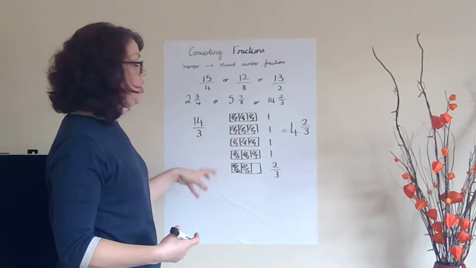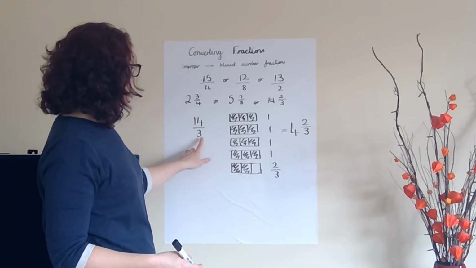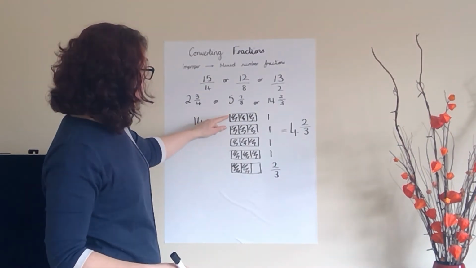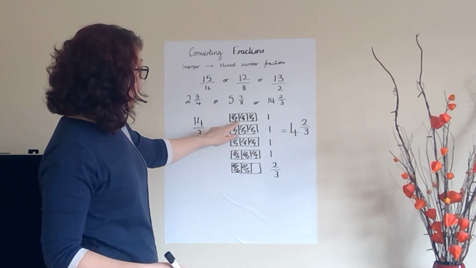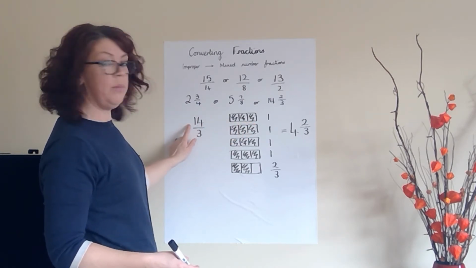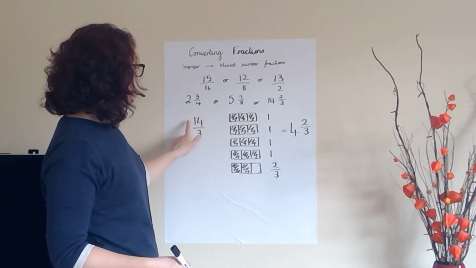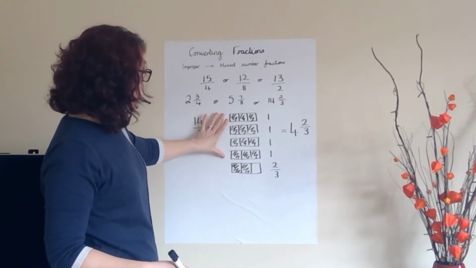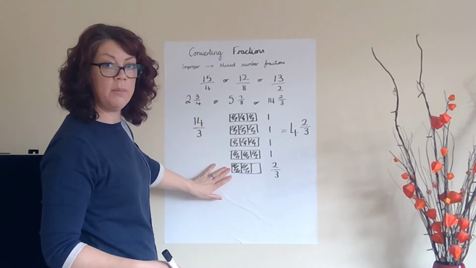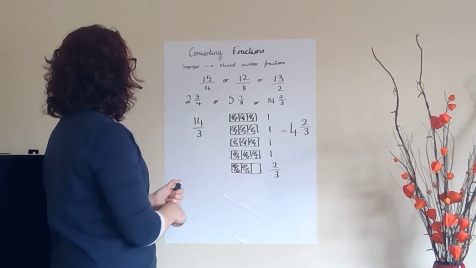Okay, so that's how we can use our diagrams to help us. We look at that denominator, we split our bars into that number of equal parts, and then we shade in until we've got the numerator. And we should end up with some that are wholes, and then you'll probably end up with something that is a fraction of the whole.